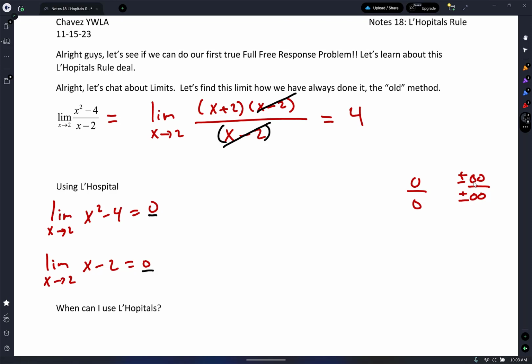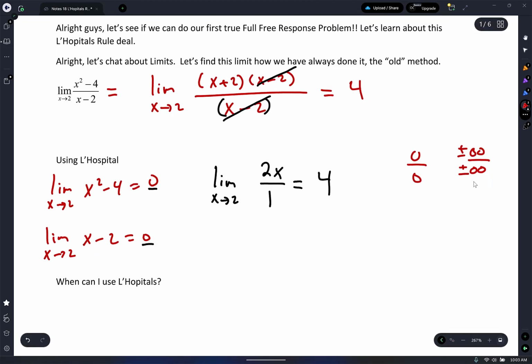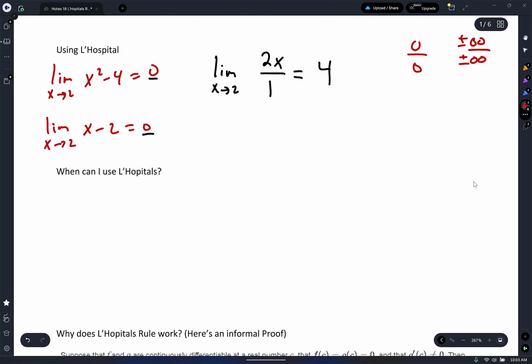And L'Hôpital's rule states that I can do limit as x approaches 2, and I can take the derivative of the top. What's the derivative of x squared minus 4? 2x. And I can take the derivative of the bottom. What's the derivative of the bottom? 1. And that, as long as I don't get an indeterminate form again, is my answer. So I'm going to plug in 2. What is 2 times 2? And there it is. We got the same thing. Well, I don't necessarily think it's game changing, but it's definitely nice.